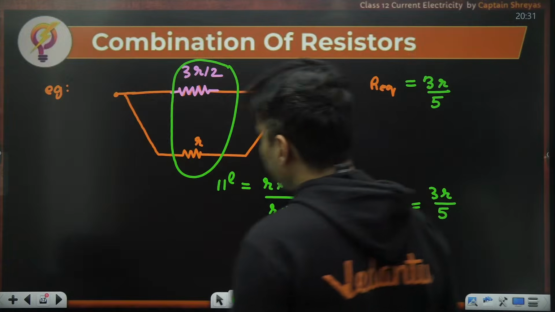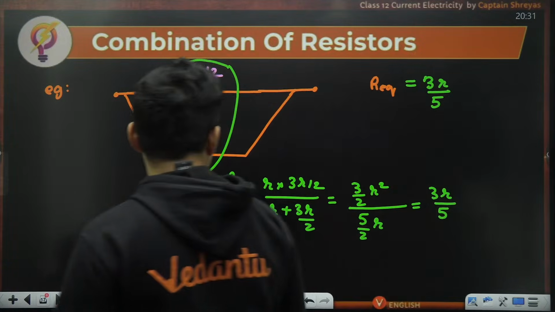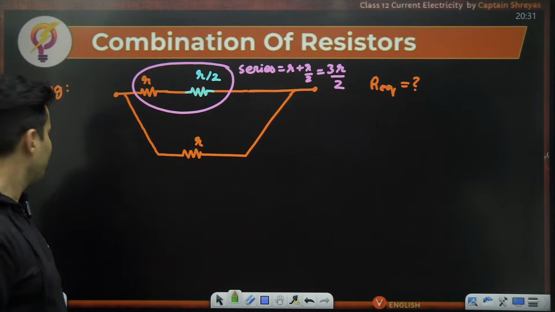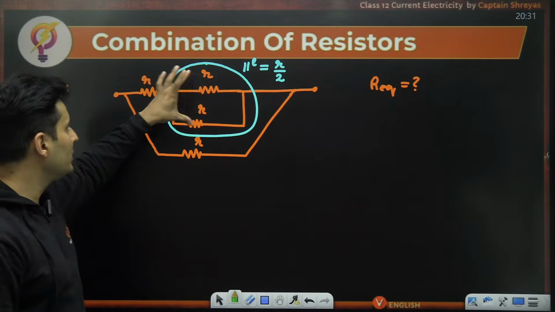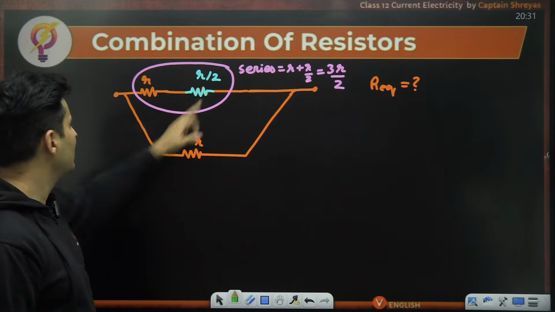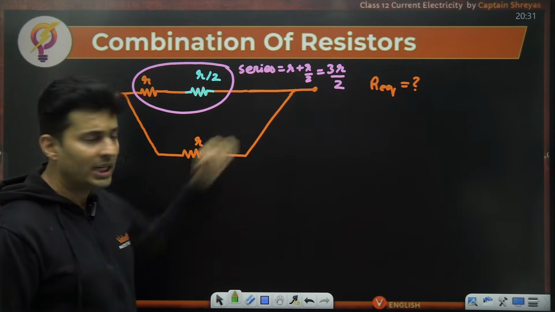Everyone with me? Yeah, awesome, perfect. So over here, what we have done is these two were in parallel, so R by 2, and that R by 2 in series with R, so it will be 3R by 2.